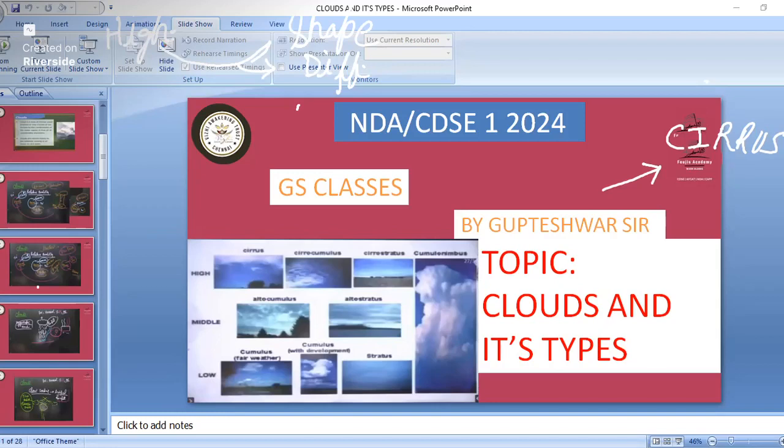So cirrus in the upper part, then the medium part. Medium you can guess by a middle class family. A middle class family won't be able to have big expensive cars like Range Rovers or Audi. So what will they have? They'll have a car like Alto. Alto, you all know that car. So by this you can remember that in the medium height we have the cloud Alto, and in the low we have strata, strato.